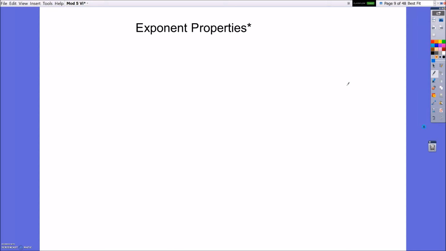Hey guys, today what we're going to be looking at is exponent properties. So the first thing we want to do is look at the rules of multiplication. Anytime I am multiplying bases with the same base and different exponents, what we're going to end up doing is just adding the exponents.